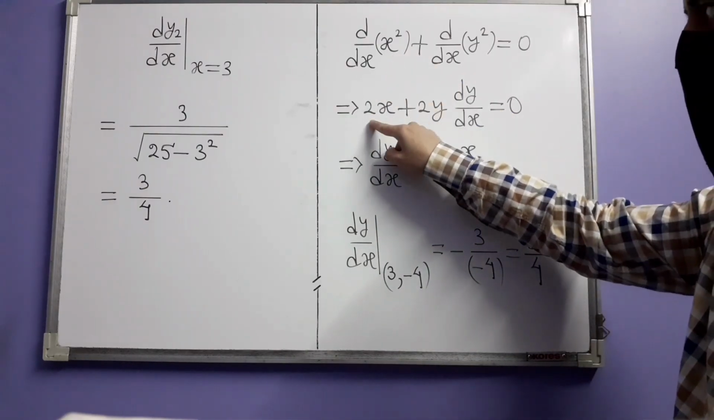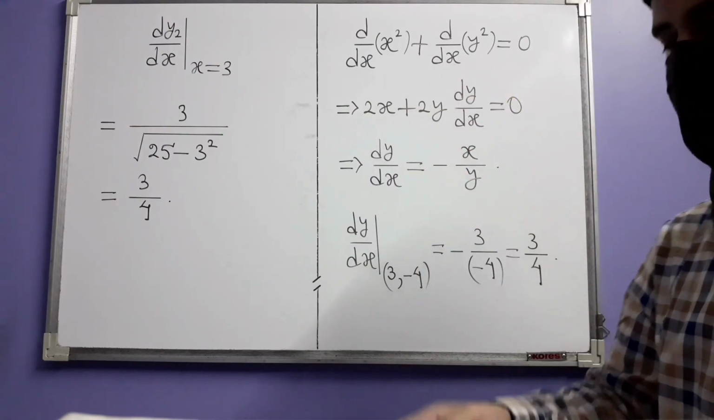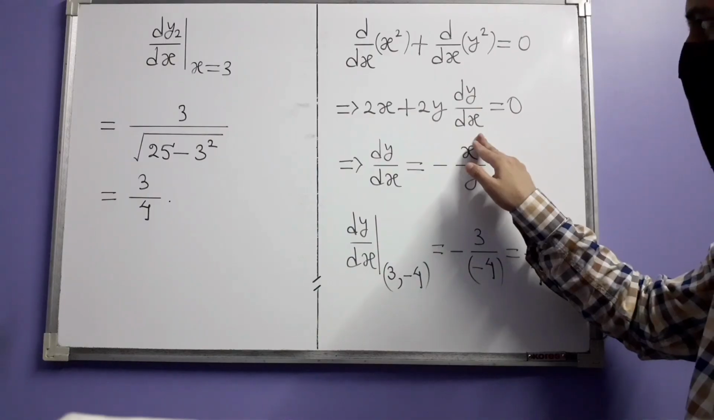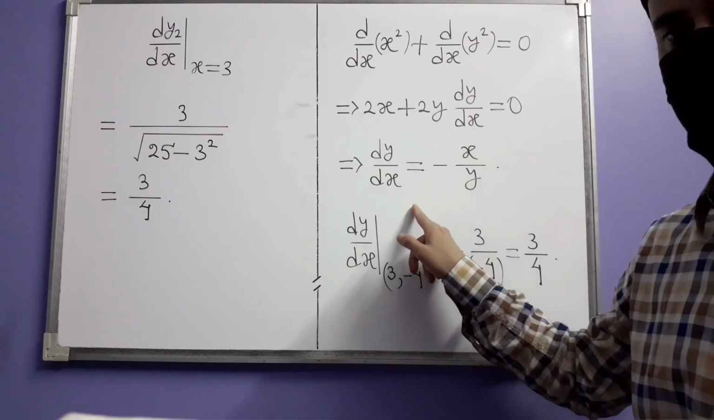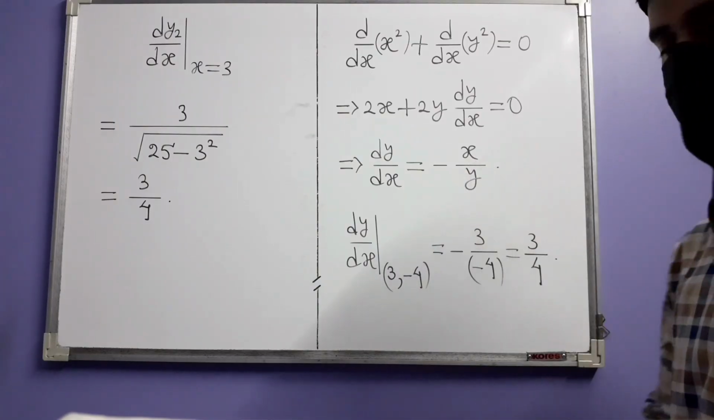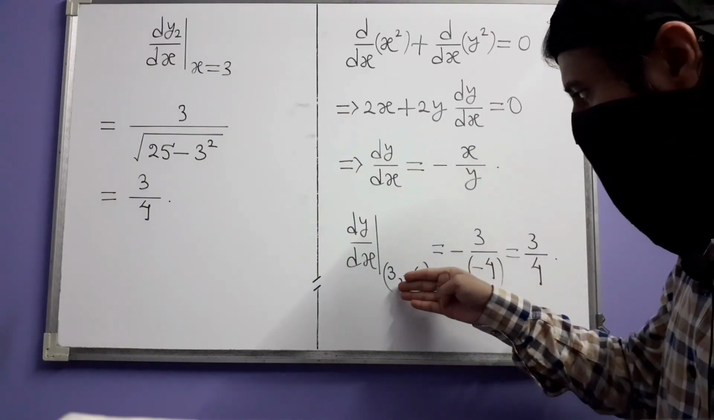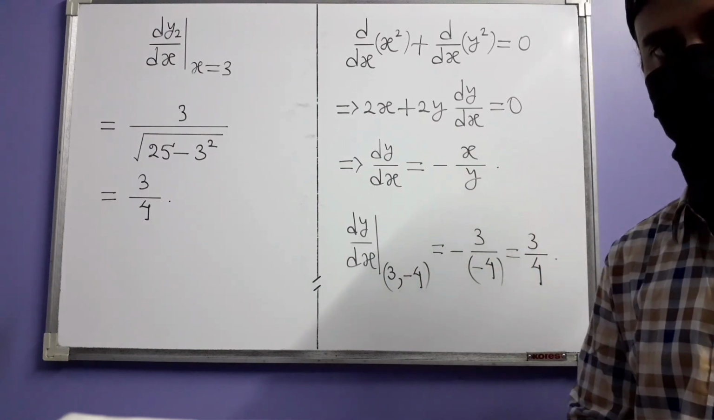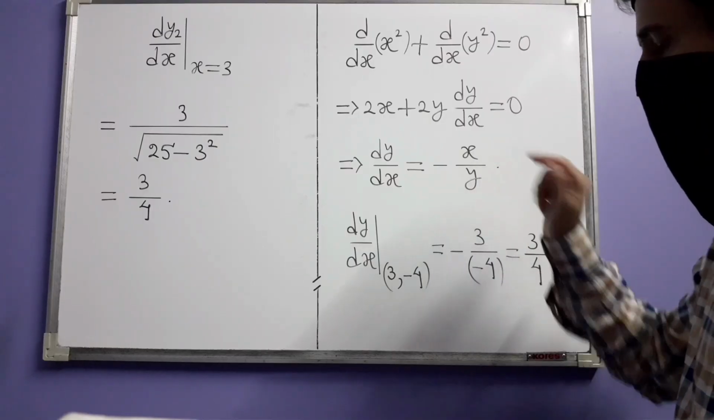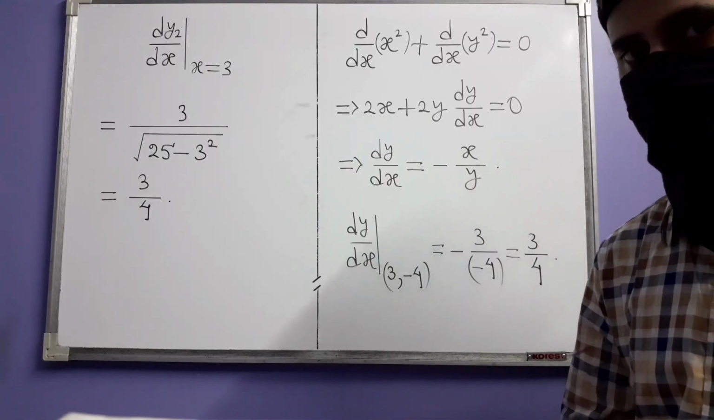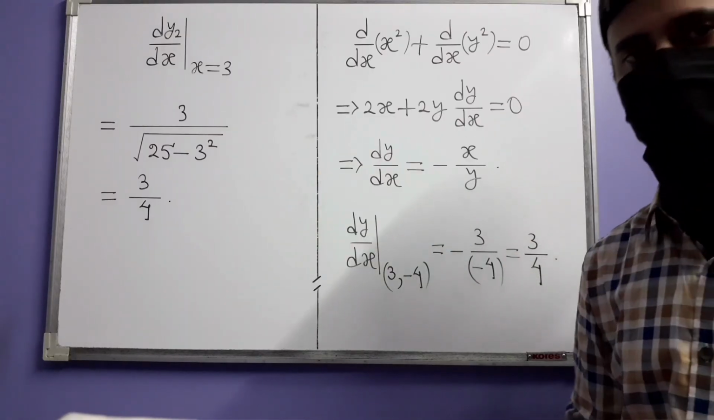And this one by the power rule is 2x, this one by the chain rule along with the power rule is 2y dy dx. And then after solving for dy dx, this is what we get: minus x divided by y. And then we calculate the value of this slope at the point 3 comma minus 4. Note carefully that here the right hand side has both x and y and we need both the values. So we put them and we get the same value.